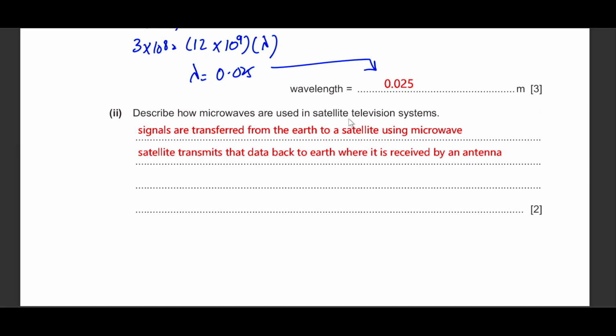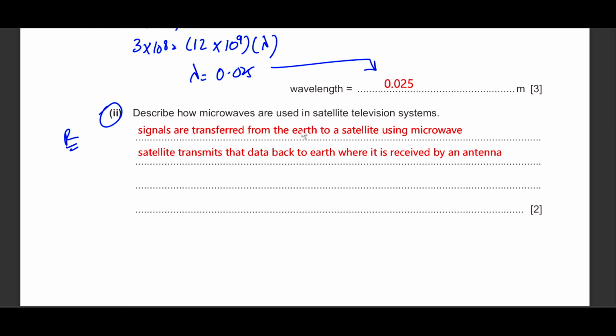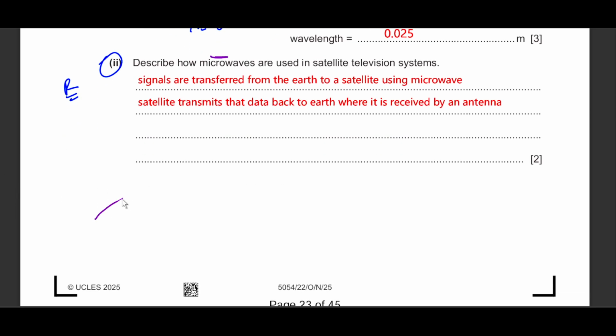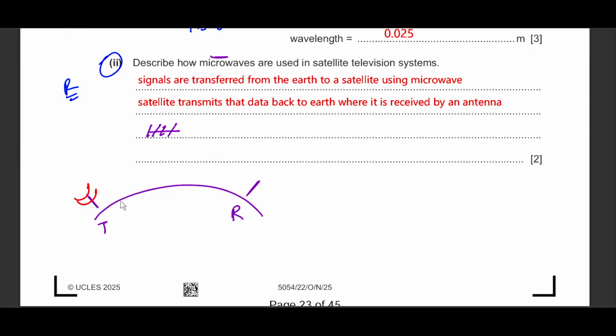Question number 2, describe how microwave is used. Now this is again an important question, a repeated question. Please add these in your notes or memorize it. How satellites are used with the microwaves to transfer signals. So if this is the Earth's surface, this is the satellite, this is one of the antennas, and this is the other antenna. This is the transmitter, this is the receiver. This is where, for example, a TV channel might be being broadcast, and this is where you're standing. You want to see that channel on your TV or, for example, on the internet.